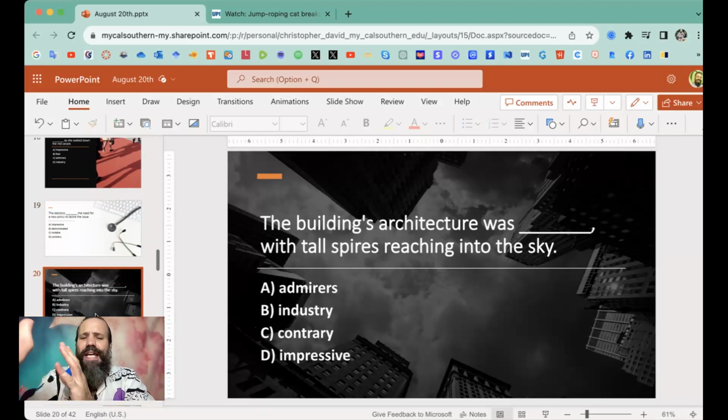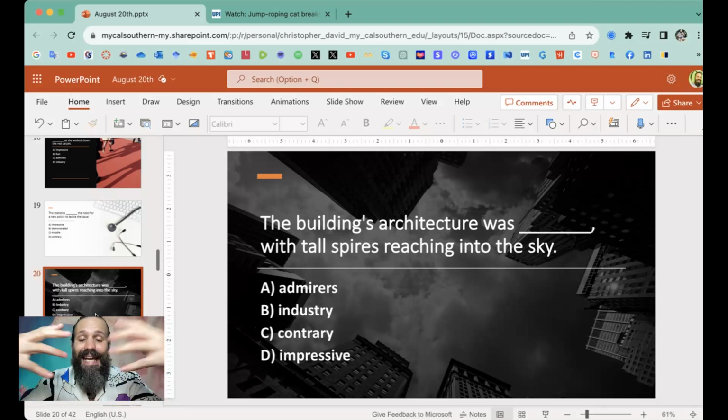The building's architecture was blank with tall spires reaching into the sky. Even if you don't know what spires are, you can probably get the idea that it's, wow, impressive, right? The building's architecture was impressive with tall spires reaching into the sky.